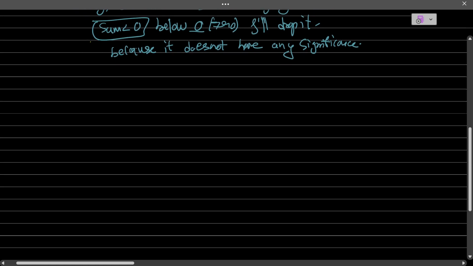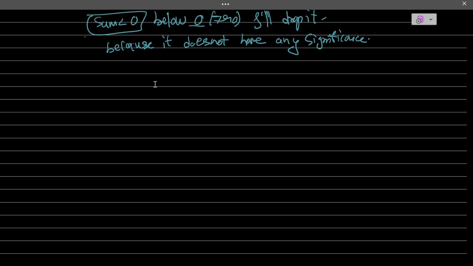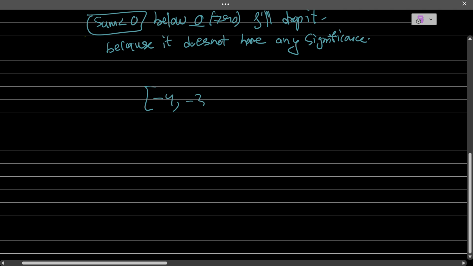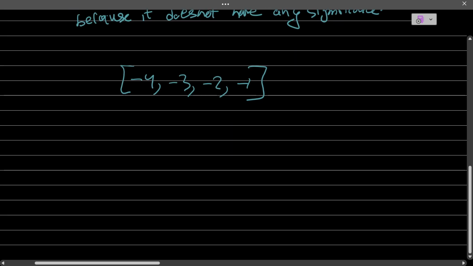Okay, this was good, but what if we are given an array that contains -4, -3, -2, -1? What if it contains all of these negative elements? If I am given an array which contains all negative elements, here the maximum subarray will be like this. Here the maximum summation is -1, right?